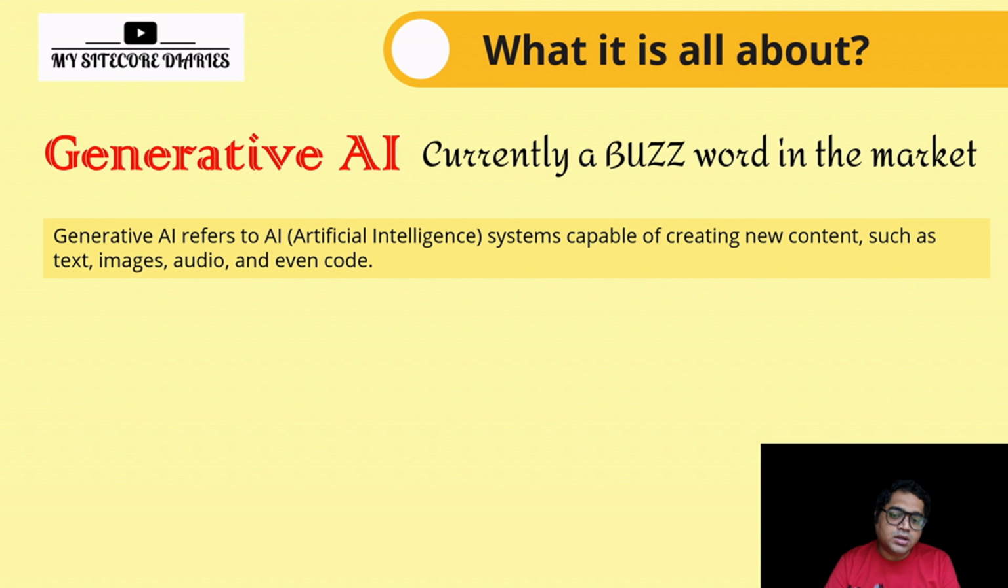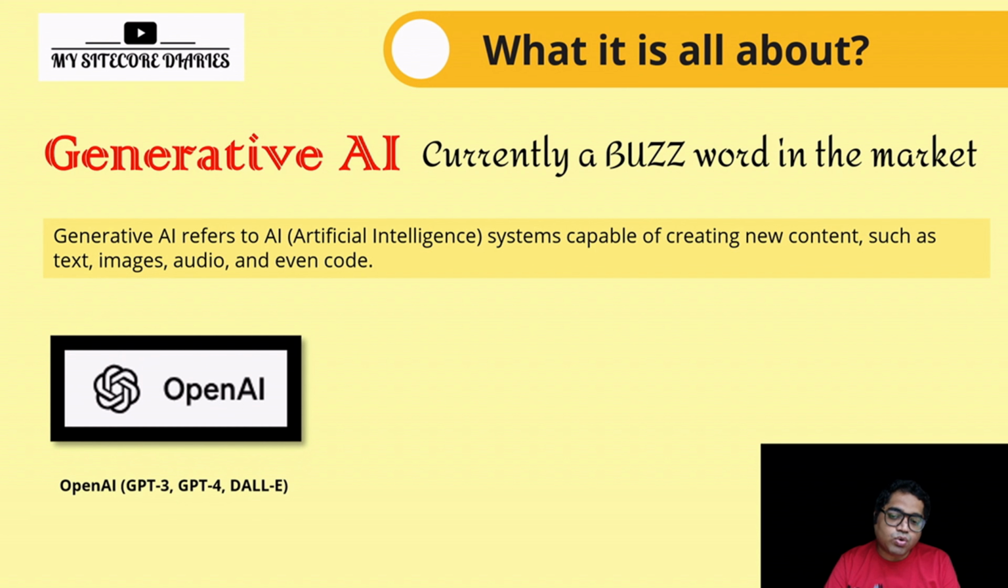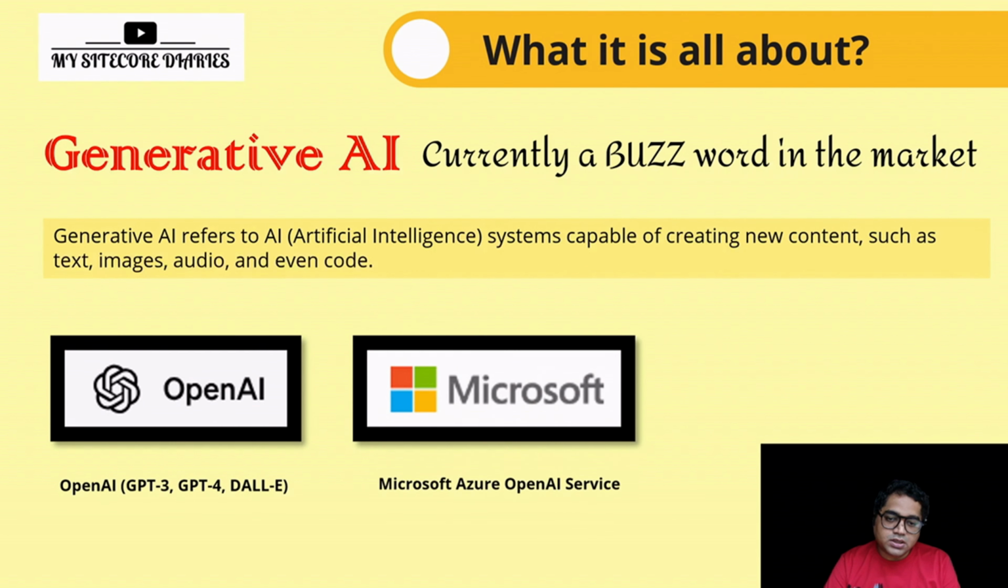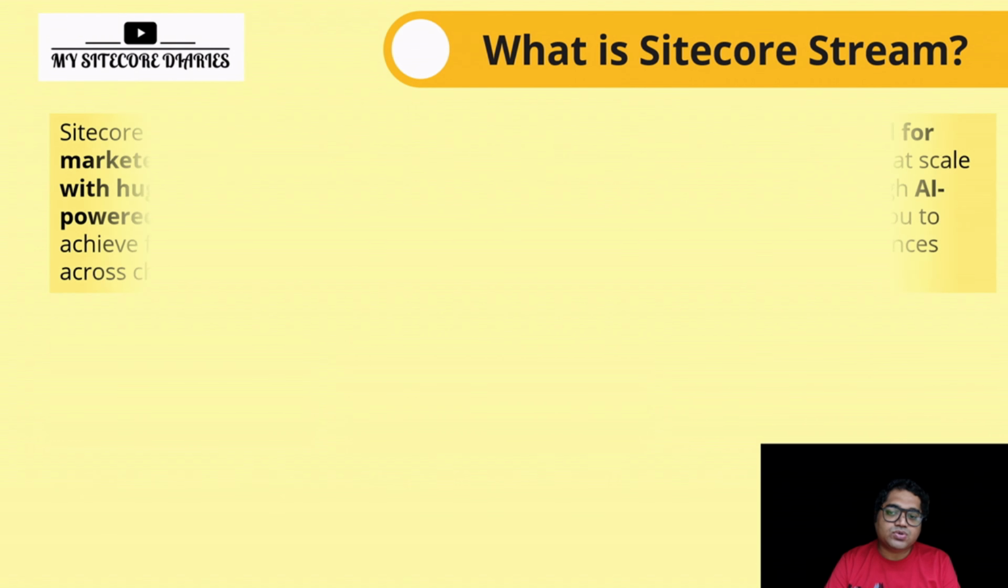So what are the most used generative AI APIs? There are many APIs, but three are the most used. First is OpenAI. Then you have the Microsoft Azure OpenAI service. And then we have an API from Google Cloud AI. So these are the three most used APIs. So what is Sitecore using? Let's see what Sitecore Stream is.